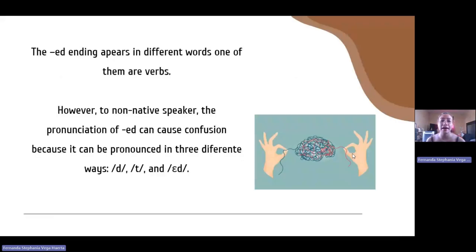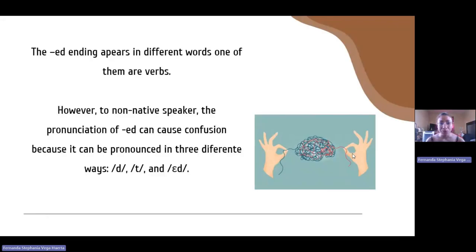Okay, so the ed appears in different words, such as in subjects. It can be in adjectives as well, but we're going to only focus on the verbs. All right. However, for non-native speakers, mostly Spanish speakers, it's hard because we have three different ways in order to pronounce the ed, right?